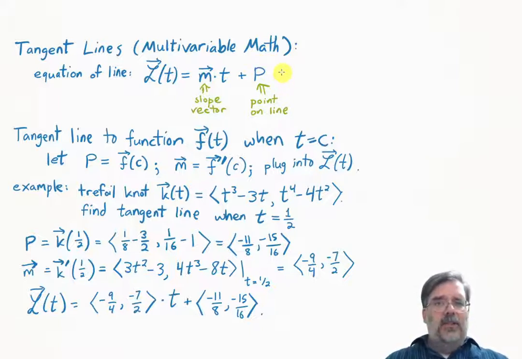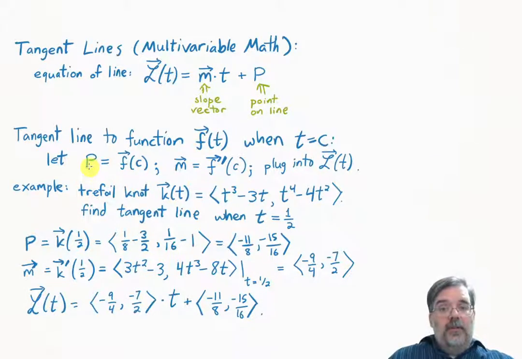One of the advantages to writing equations in this form is we're not limited by the y-intercept, as you would be in y equals mx plus b. But how would we go about creating the equation of a tangent line to a vector function, f of t, at some particular time when t equals c? Well, we need to calculate the slope vector and a point on the line. To calculate the point, we can say that's going to be f of c.